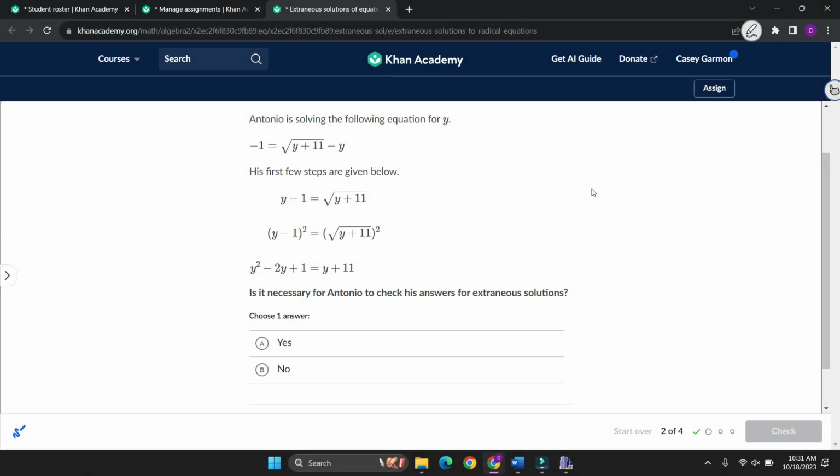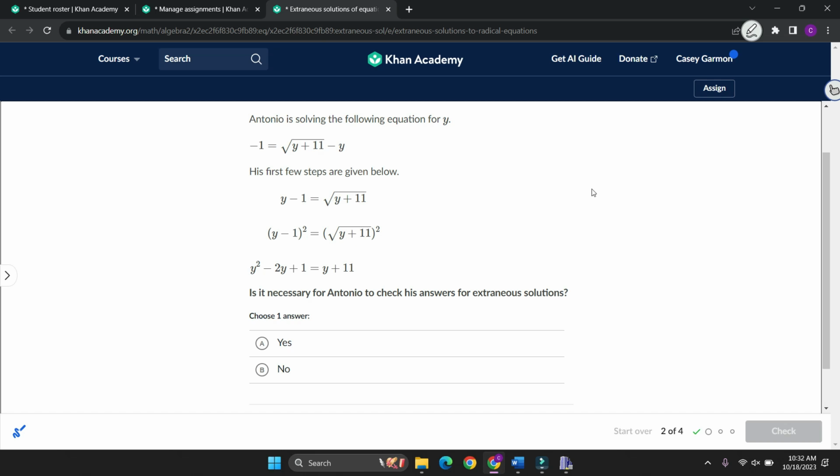All right, so in this next question, we are given a solution method from a hypothetical student, and we are asked to determine if it's necessary for him to check his answers for extraneous solutions. So before we get into that, let's talk about when you actually need to check your answers and see if we can apply that to the question that we're given.